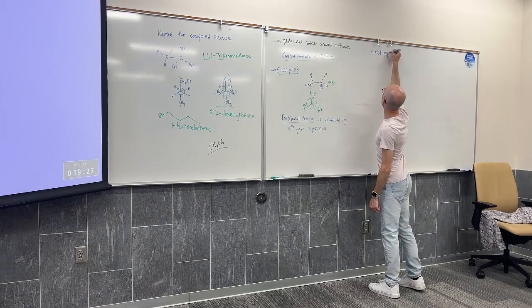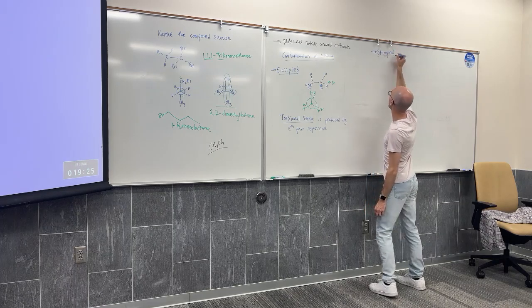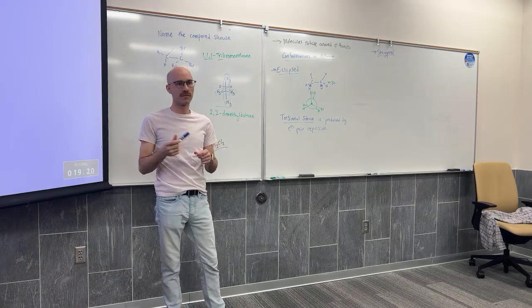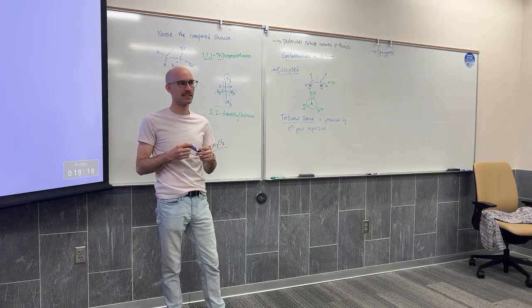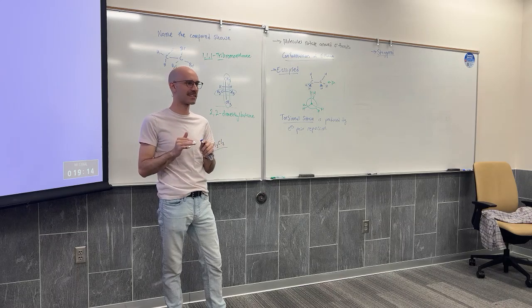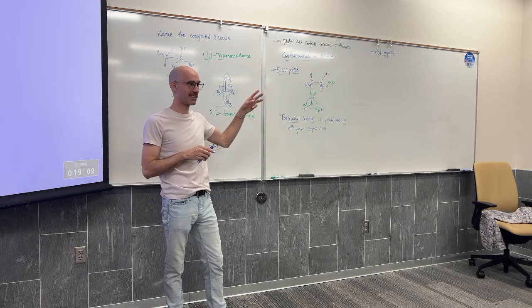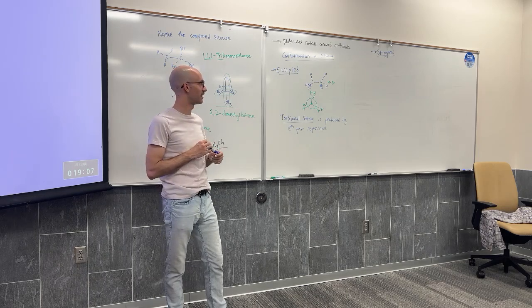This is usually where my Midwestern accent comes out. This is the staggered conformation. How do you guys say it? Staggered. Staggered. Right, I don't know. I always get tripped up. I've been here too long. But I say bag and flag and staggered. You can say staggered if you need to.